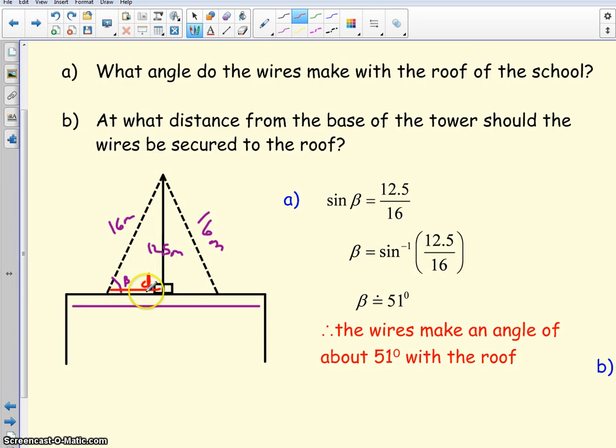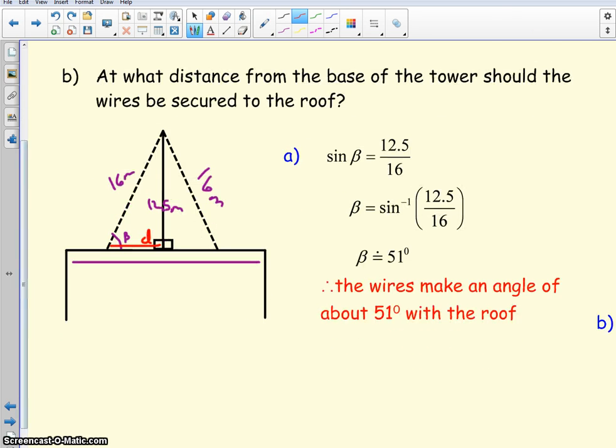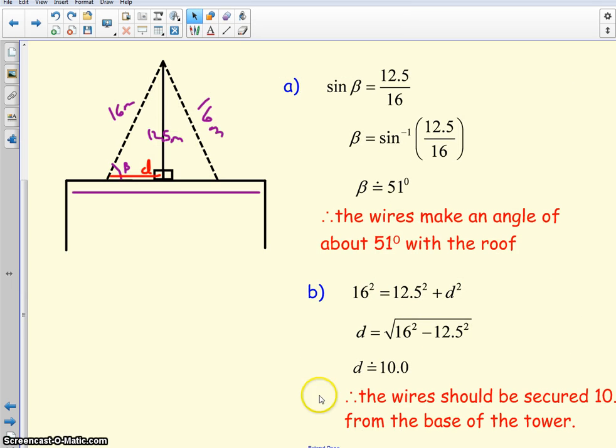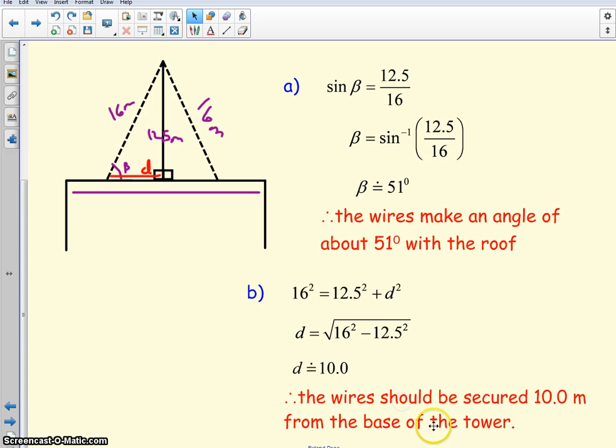Well, if I were going to use trigonometry to solve for this side here, I have to use this angle beta, which I just calculated, so that's been rounded. So the more exact approach here would be to use Pythagorean theorem. So using Pythagorean theorem, I'm going to have d squared plus 12.5 squared is 16 squared. And if you take a look here, you can run through the calculations, solve for d, and you should get approximately 10.0 meters. Okay, that's it.